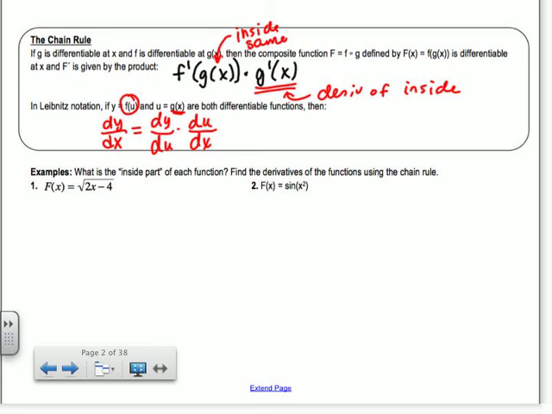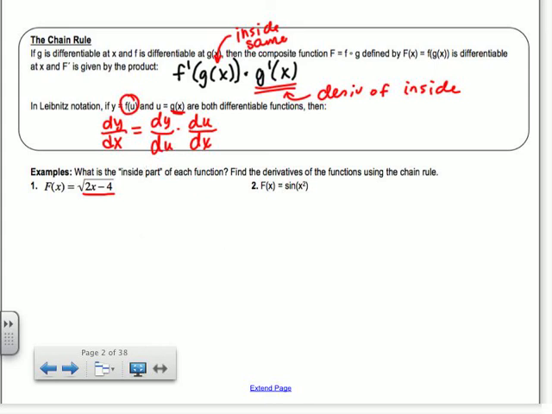Okay, so example 1. It says, what's the inside part of each function? Find the derivatives of the functions using the chain rule. These are pretty easy. What's the inside part for number 1? 2x minus 4. A lot of textbooks will have you write this as a composition. If you were writing f of g of x, you don't have to write this. F is the square root of x, g is 2x minus 4. The inside part is g, the outside part is f. Do you see how if you did f of g of x, you plug in 2x minus 4 for the square root? I'm not going to have you do that.